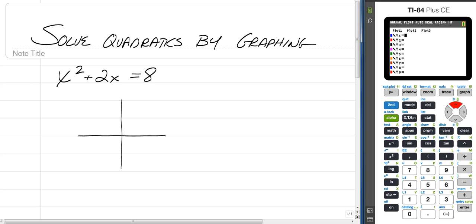To do this, you are going to need your graphing calculator. If you don't have yours, grab it. If you're ready, let's do this.